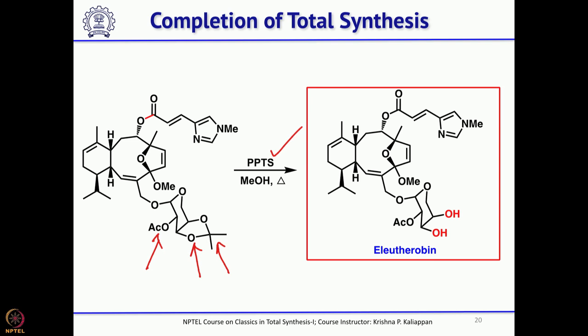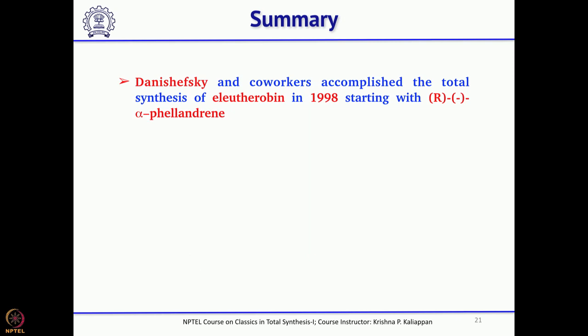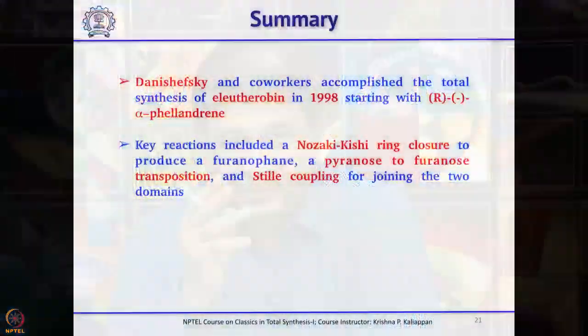And if you look at the total synthesis of eleutherobin reported by Danishefsky, he started with two commercially available as well as naturally occurring compounds. For the carbocycle, he started with a monoterpene called alpha-phellandrene, and for the sugar fragment, he started with D-arabinose, a commercially available sugar. Then there are three key reactions which he used.